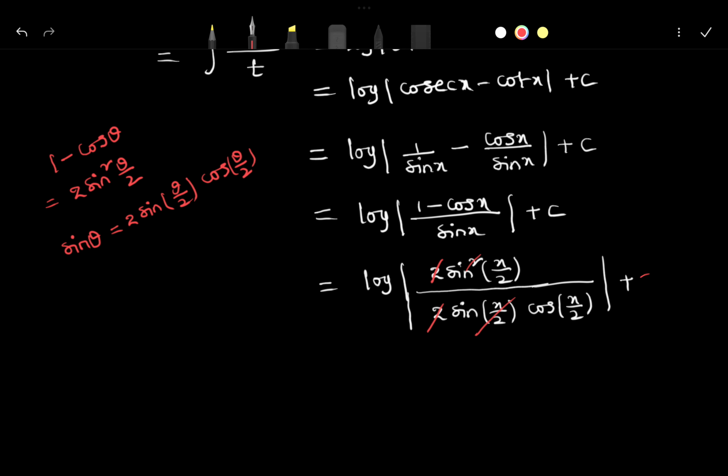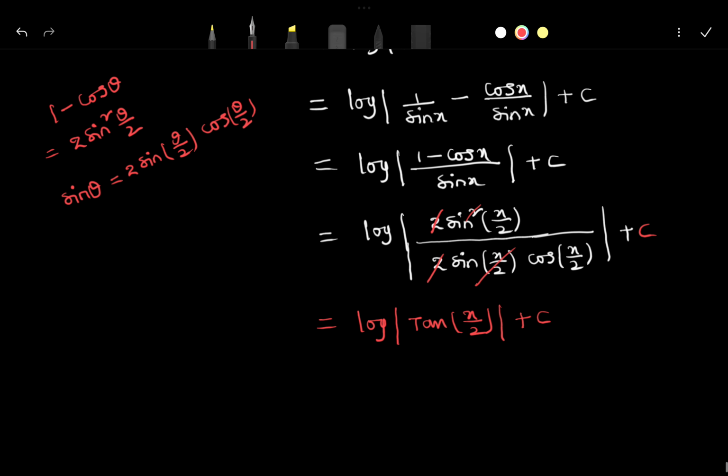So ultimately what will this result be equal to? Log of sin of x by 2 by cos of x by 2. This will be equal to tan of x by 2. So this will be log of tan of x by 2, plus c.